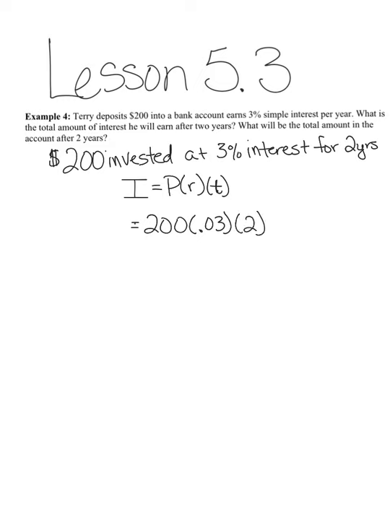So we're going to take 200 times 0.03 times 2, which is 12. So our $12 is our interest.